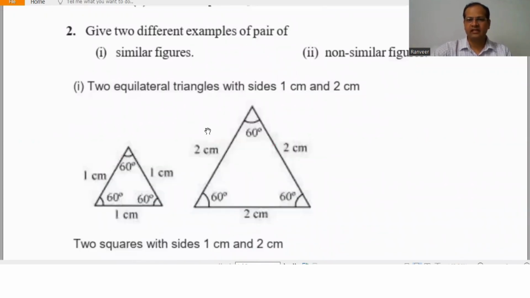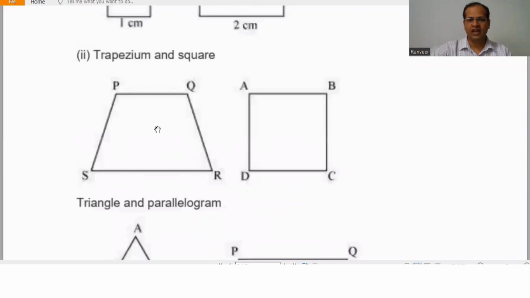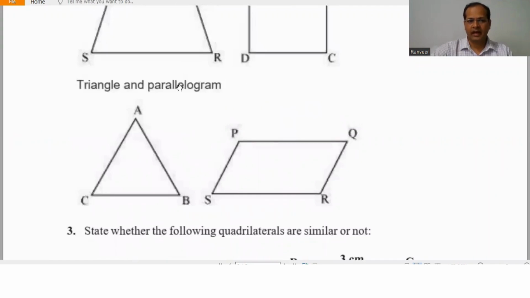Second question is non-similar figures. One is a trapezium and triangle, trapezium and square, triangle and parallelogram. These are non-similar.